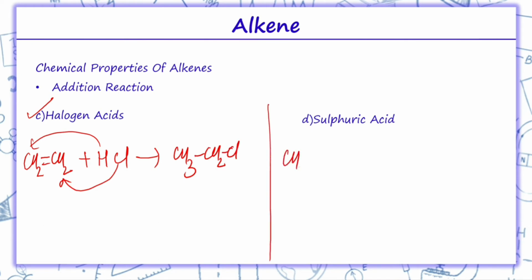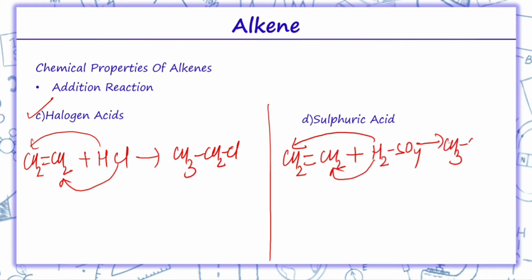Similarly, addition of sulfuric acid. We are taking H2SO4, so one H will go to the first carbon and the other part, HSO4, will join with the second carbon. Thus we will get CH3-CH2-HSO4.